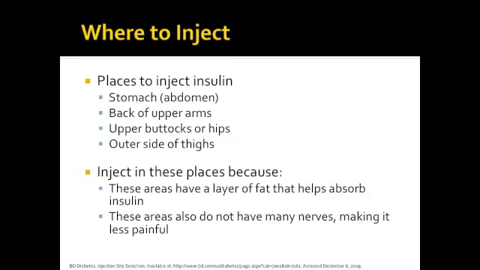Make sure to use an alcohol swab on your skin where you inject the insulin. Good locations for insulin injections include the stomach, back of the upper arms, upper buttocks and hips, or outer sides of the thighs. These areas are best for insulin injections because they have thicker layers of fat that help absorb the insulin and lack excessive nerves, making injections less painful.